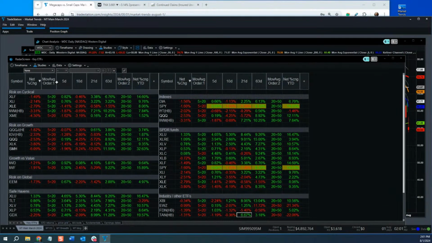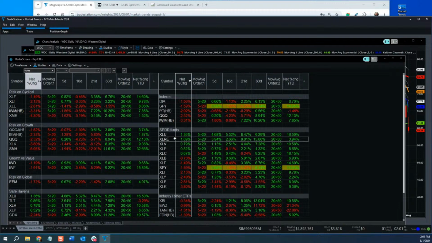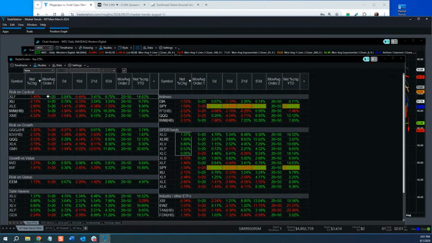The immediate thing that grabs my attention when we look at one-day performance is that utilities and real estate investment trusts, healthcare and consumer staples are green, and then everything else is red. The risk-on cyclical is red. I think there was some degree of anxiety in the market, just because the Fed meeting has happened and we're in this part of the summer now.